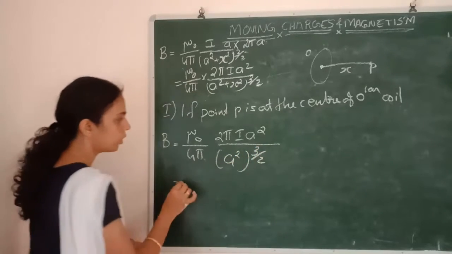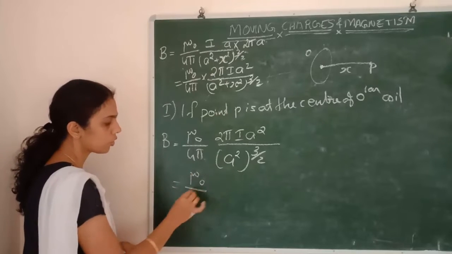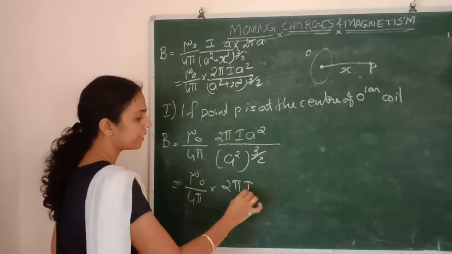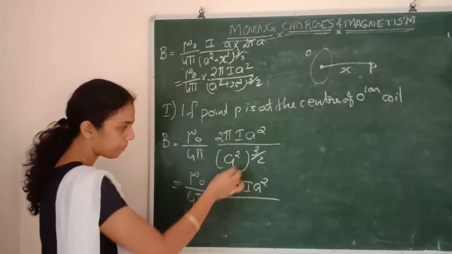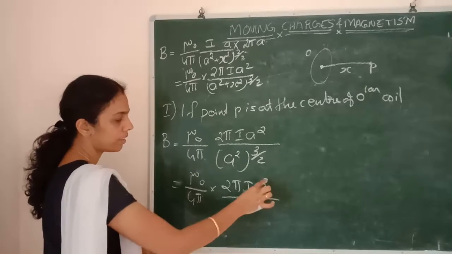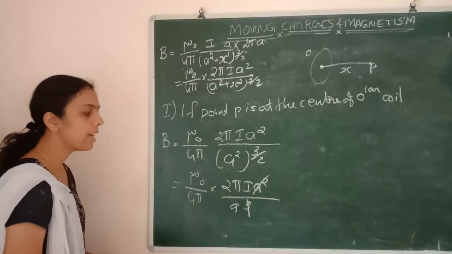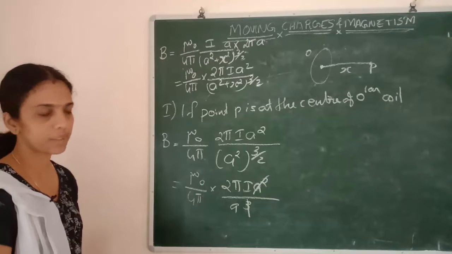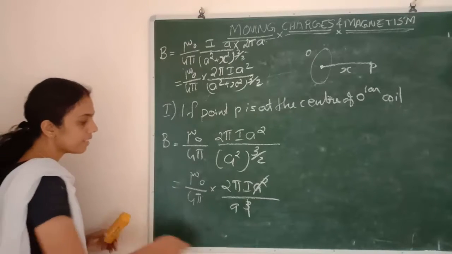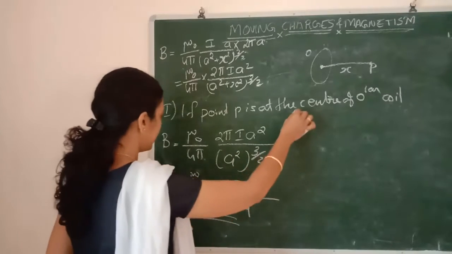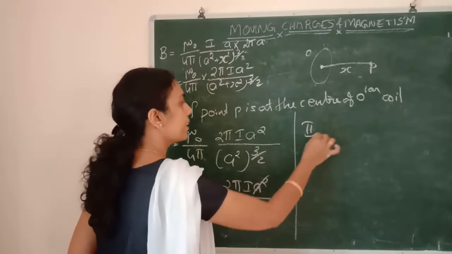3 by 2. You will get the answer as mu 0 by 4 pi into 2 pi I a square divided by a cube. So a square and a cube will get cancelled, and you will get 2 pi I by a, like that. Okay, so this is the formula for the first one. Then next is the second case.